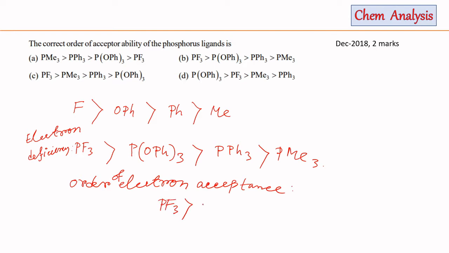PF3 will show highest electron acceptance, then P(OPh)3, then PPh3, then PMe3. So among the given 4 options, we can see that option number B is the correct answer.